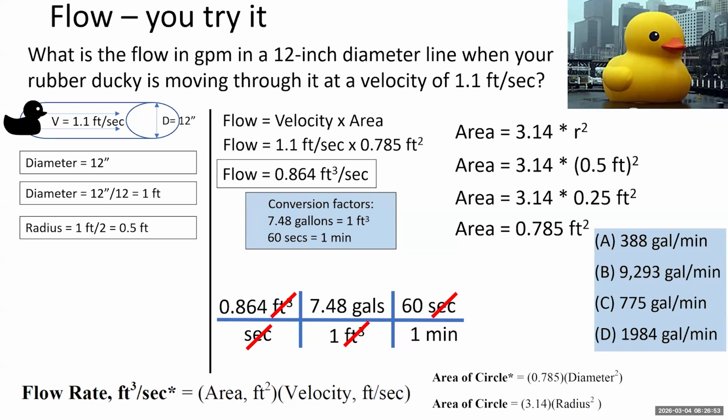So doing that math, 0.864 times 7.48 times 60, we get 388 gallons per minute. And lo and behold, that is the answer A on our sheet.